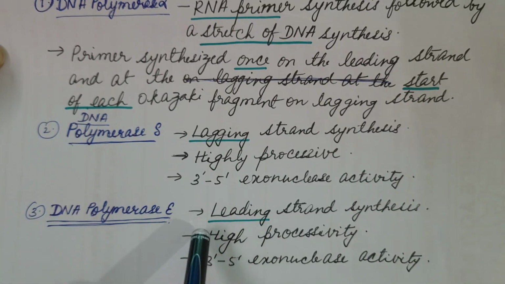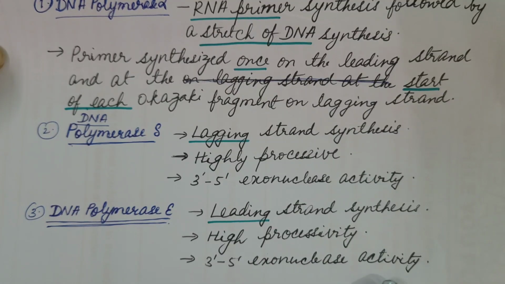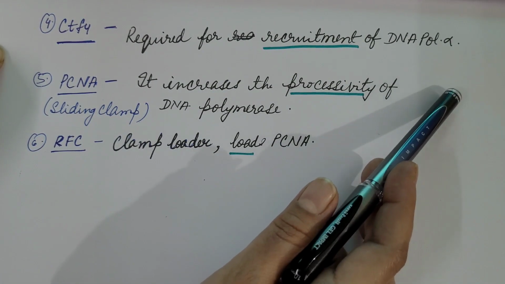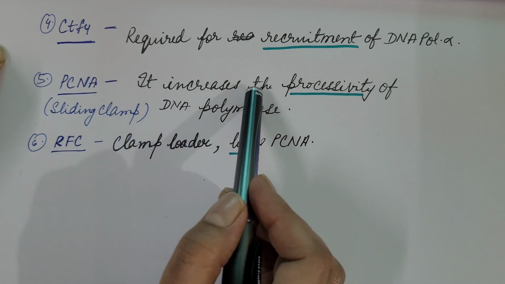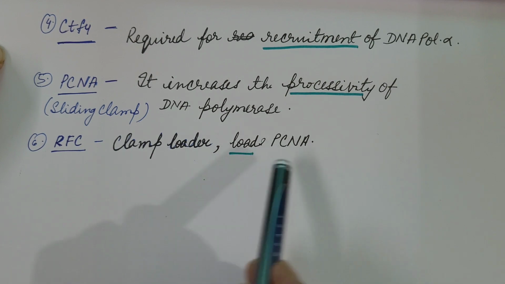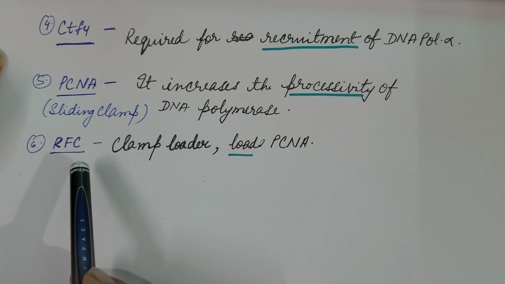DNA polymerase epsilon synthesizes the leading strand. It also has high processivity due to PCNA, and it also shows 3'5' exonuclease activity, or proofreading activity. Then CTF4 is required for the recruitment of DNA polymerase alpha. PCNA, proliferating cell nuclear antigen, is the sliding clamp. It increases the processivity of DNA polymerase. RFC is the clamp loader, which loads PCNA. It is responsible for polymerase switching, that is, replacement of DNA polymerase alpha by the main replicative DNA polymerases, DNA polymerase epsilon and DNA polymerase delta.